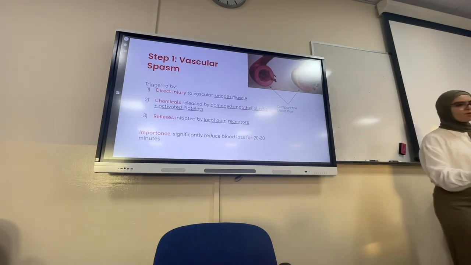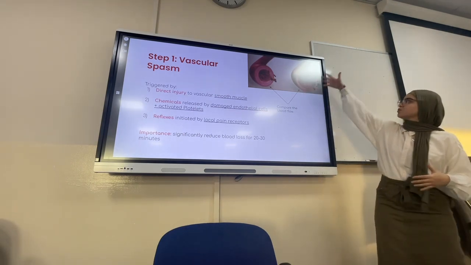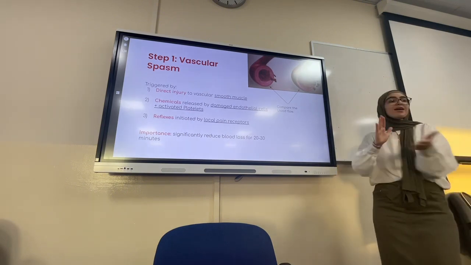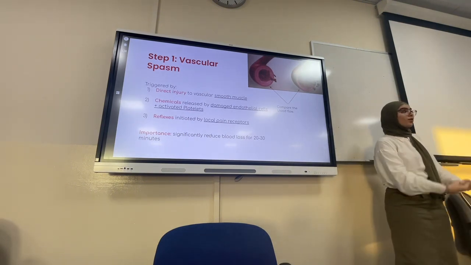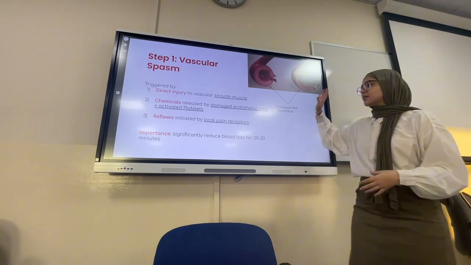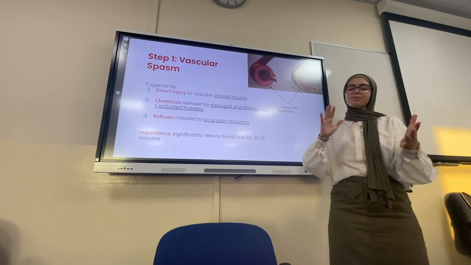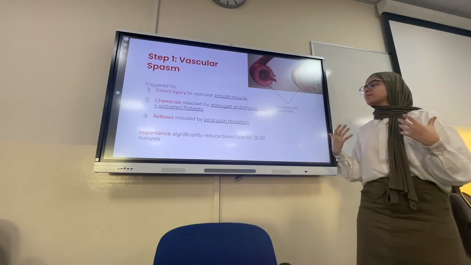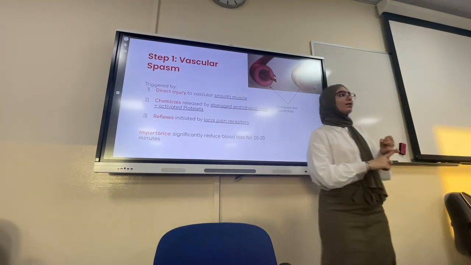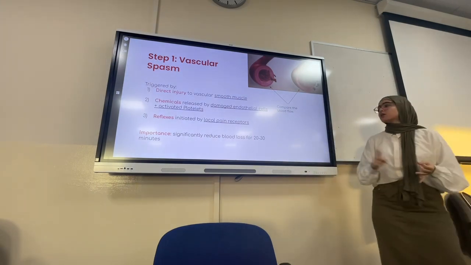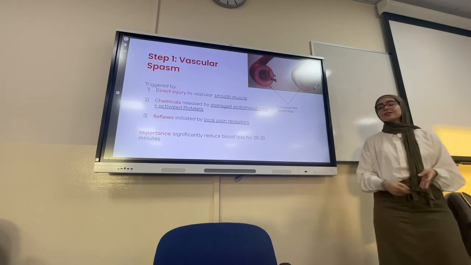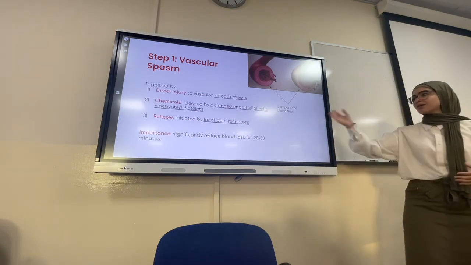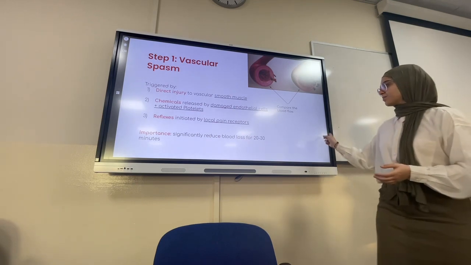Imagine if I have, for example, vasodilation instead. What's going to happen? The blood is going to go everywhere because there's so much blood flow, and I'm going to have a lot of blood loss. So with this vasoconstriction, I'm actually minimizing the amount of blood loss for 20 to 30 minutes. This vasoconstriction or vascular spasm is mainly induced by three factors. Direct injury of the smooth muscle. Chemicals released by the endothelial cells and the activated platelets. And lastly, reflexes by the local pain receptors. We're all going to feel pain if a knife cuts through us. And at the same time, we also have other factors that are going to protect us.